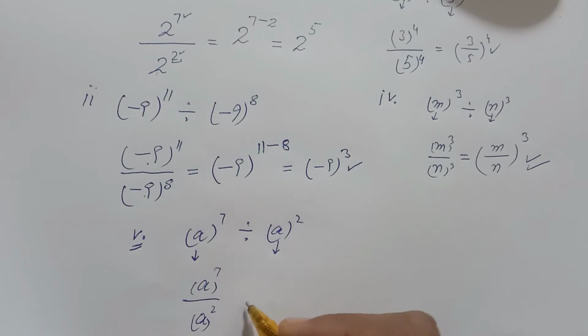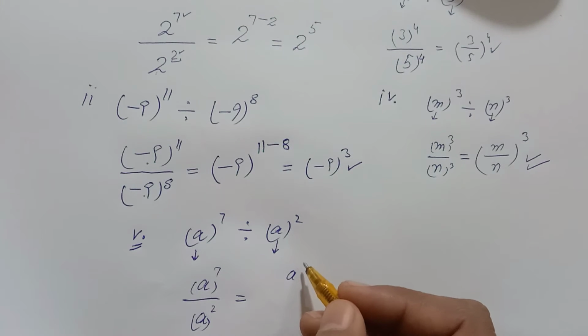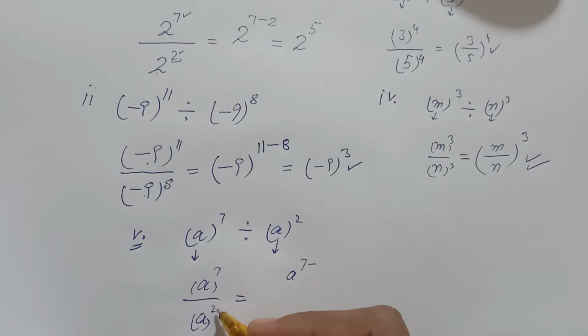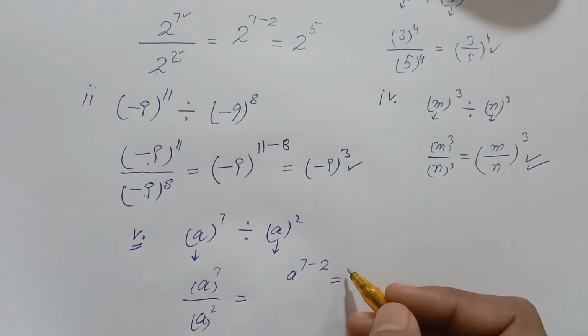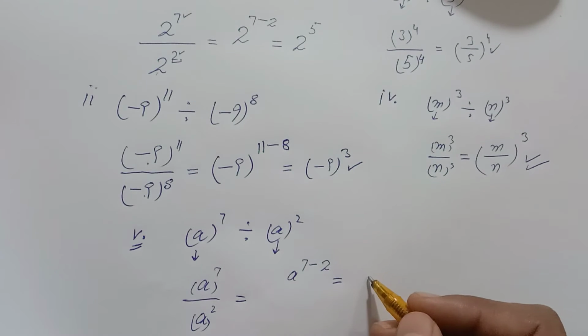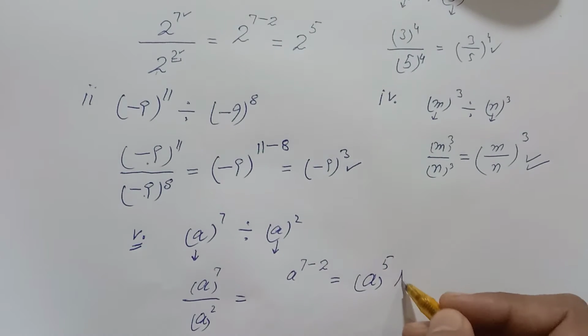The bases are the same. The final answer is a to the power 7 minus 2, since the exponent here is 2, so we subtract 2 from 7. The final answer is a to the power 5. So that is the answer of this question.